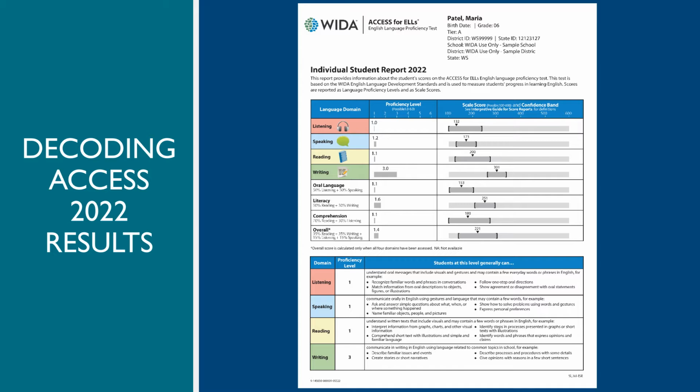The following slides will present the individual student report in the following order. First, the bottom portion of the individual student report, which are the proficiency levels for each domain, will be reviewed. Second, the review of the top portion, which is the proficiency level and scale scores. Third, a review of the composite scores. Fourth, a quick recap of the proficiency level descriptors.